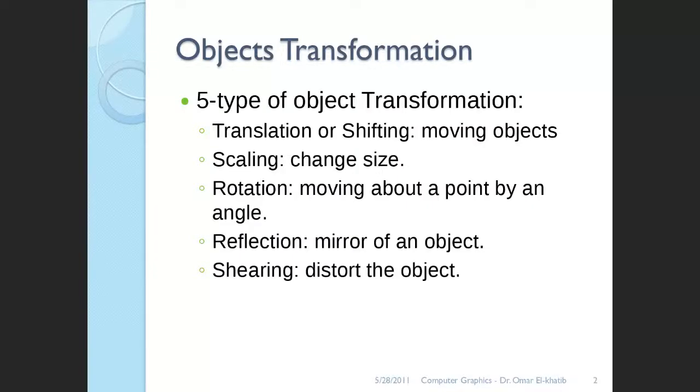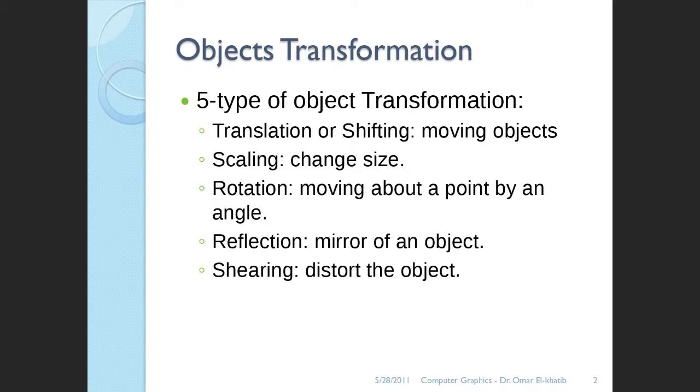In the last lecture, we were studying object transformation. By transformation, we mean that we move the coordinates of the object in some way. There are 5 possible ways in which we can change the coordinates of an object. The coordinates mean the x and y position of different pixels of that object. The first way of object transformation is translation or shifting.